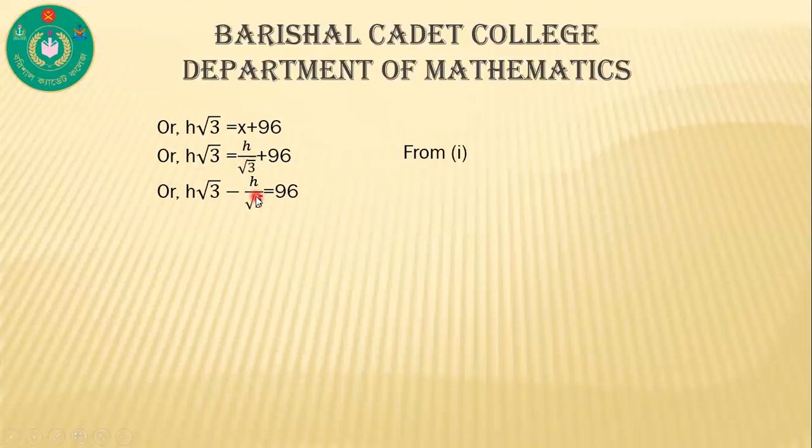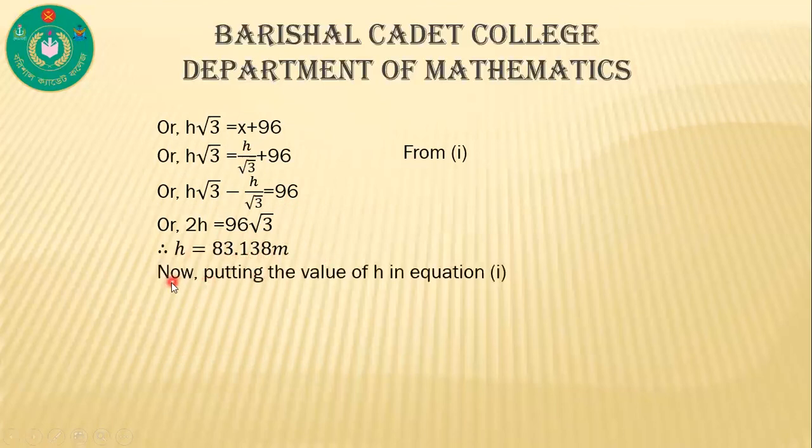Now side sense, then we can write H root 3 minus H by root 3 is equal to 96. After calculating this, we can write 2H is equal to 96 root 3. Therefore, H is equal to 83.138 meter. Now putting the value of H in equation 1. Therefore, x is equal to 83.138 by root 3, which is equal to 48 meter.